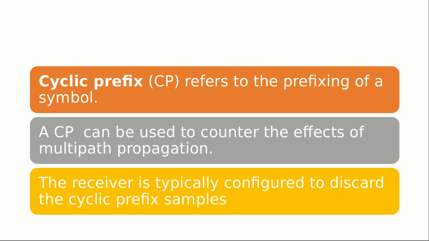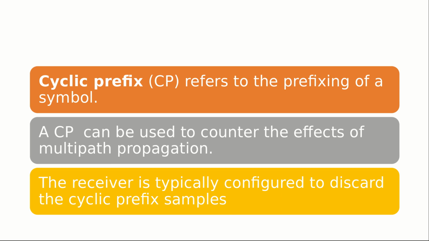The name itself indicates cyclic prefix. It refers to the prefixing of a symbol. A symbol is nothing but a waveform symbol. If you know the 5G frame structure, you will understand what a symbol is. The CP comes into the picture because of multipath propagation and signal distortion or signal loss.